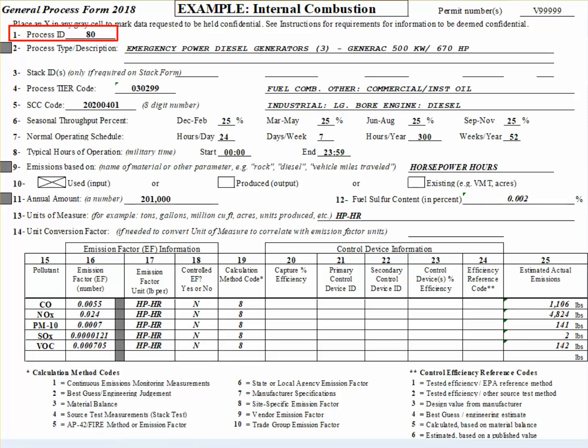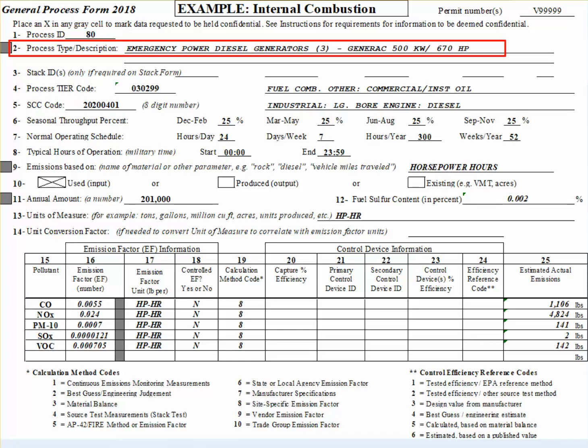On the general process form, the general process ID is a 3-digit unique ID number that is either pre-printed on the form from prior years or is selected by the individual filling out the report if it is a new general process. Each general process ID can only be used for a single process, and the same ID must be used for the same general process from year to year for consistency. The general process ID number only needs to be unique relative to other general process and evaporative process ID numbers, and can be the same as ID numbers used in the stack, control device, and offsite recycling forms.